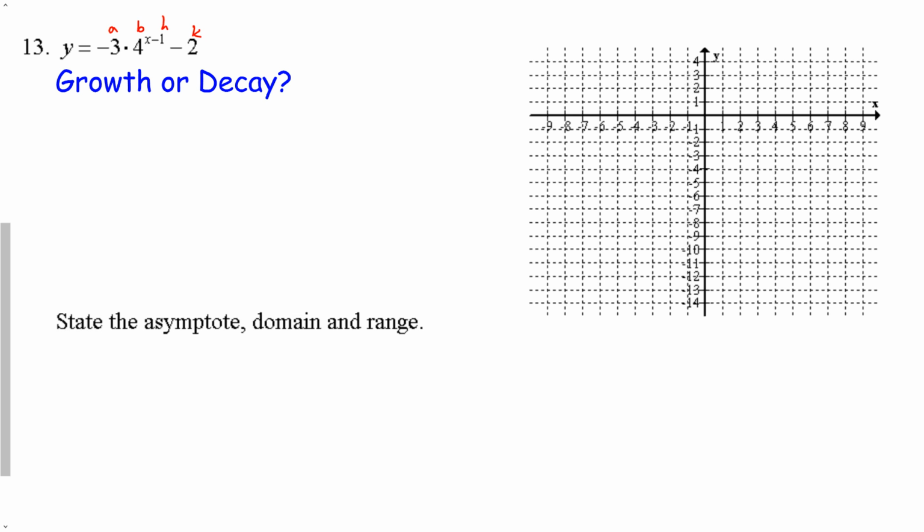For 13, again, not a bad idea to label your different values. B value is greater than 1, so this is going to be growth. If it's growth, we start out with the point 0, 1 and the point 1 and your B value. Now multiply all those y coordinates by your A value, which is -3. So we have these 2 points. So we know we have 0, -3. We have 1, -12.